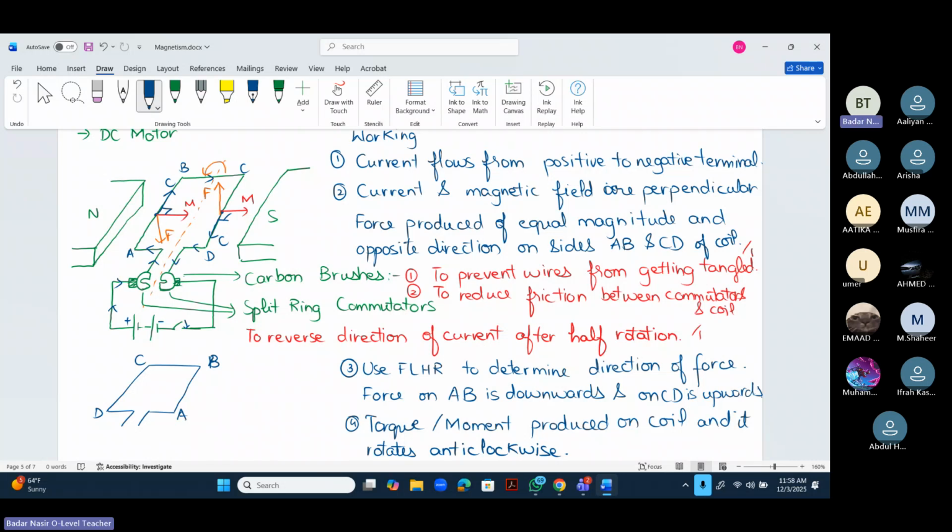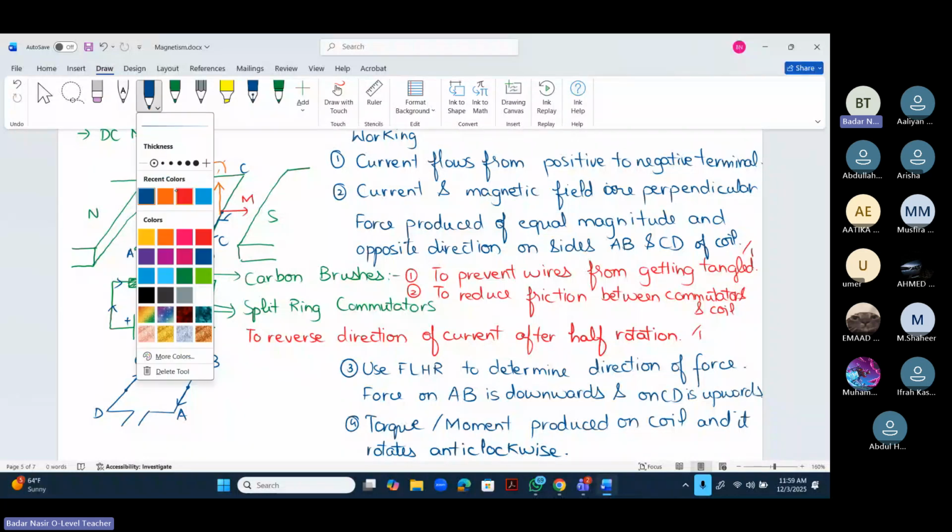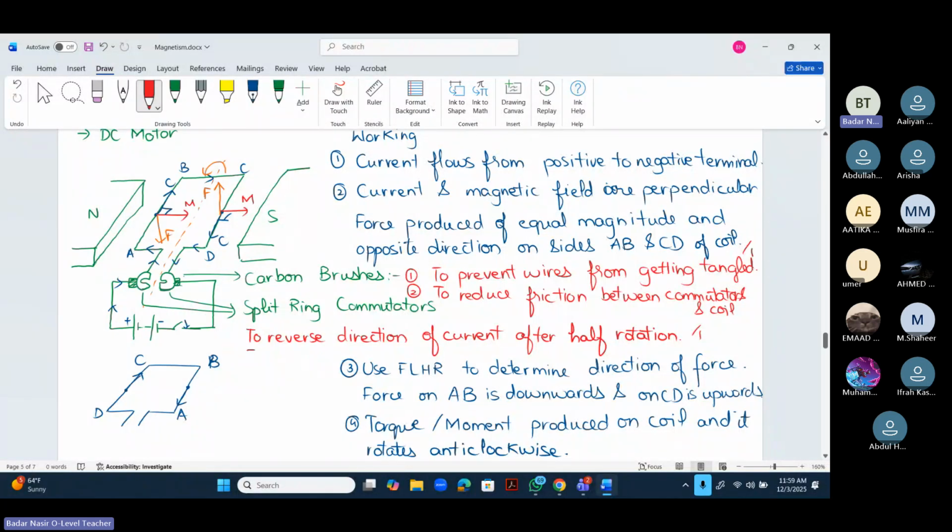वो क्या करते हैं कि जब side CD left side पे आएगा तो वो इसमें करंट की डायरेक्शन पहले अगर downwards थी तो अब इधर वो करंट की डायरेक्शन को upwards कर देगा ताकि जो कॉइल है it continues to rotate in the same direction, to keep the coil rotating in same direction. So this is the purpose of split ring commutator.